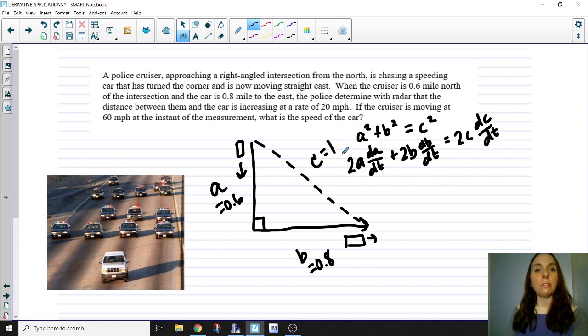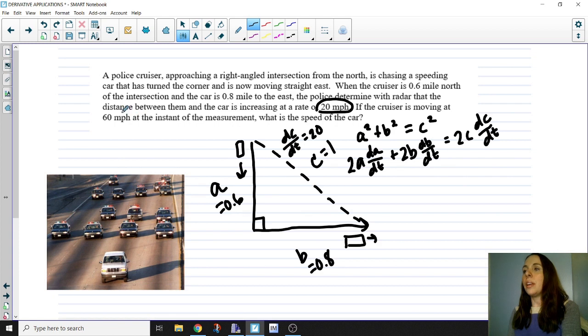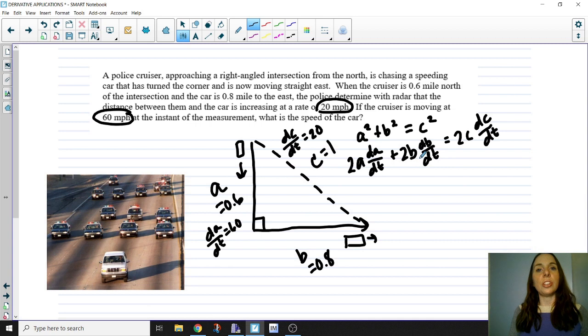And we're given one other value. That distance, that C distance, is changing at 20 miles per hour. And usually my students figure out pretty easily that that is the dC. This right here is the dC over dt value. Oh, we have another number too. I'm sorry. The police cruiser itself is moving at 60 miles per hour, and that is the dA over dt value. So filling in all of that information, you then find that you only have one variable left.